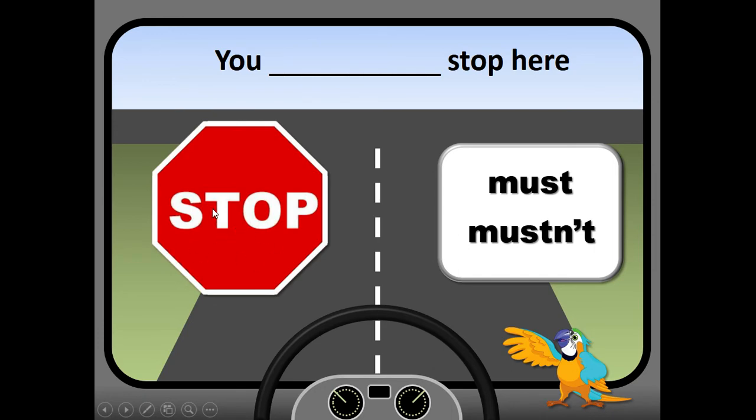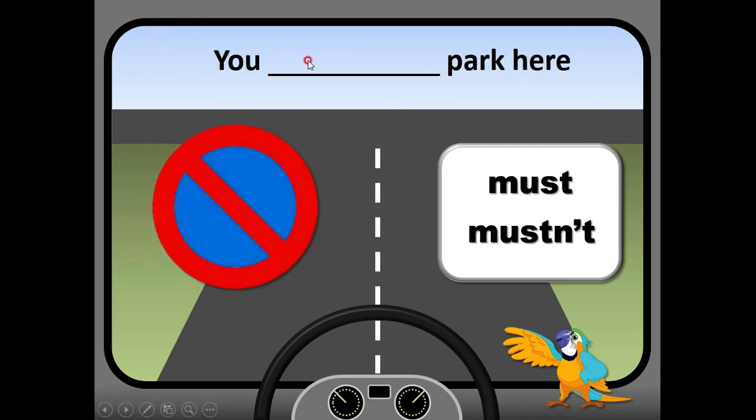The next one, this is a sign. It shows that you have to stop. Stop here. Don't go on. You have to stop. So the correct one to use, must or mustn't? Yes, exactly. You must stop here. You are obligated to stop here because of the sign.